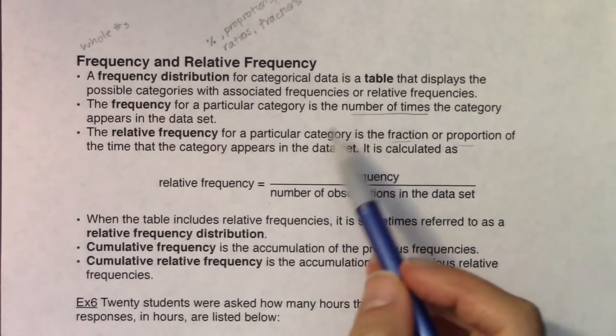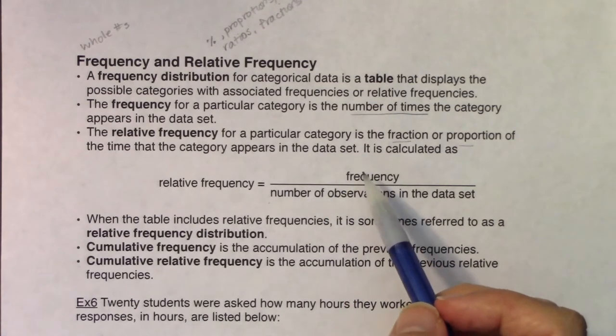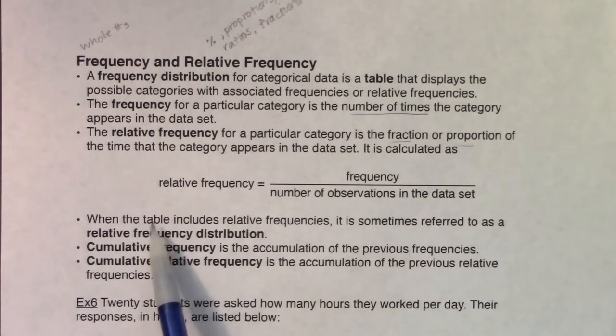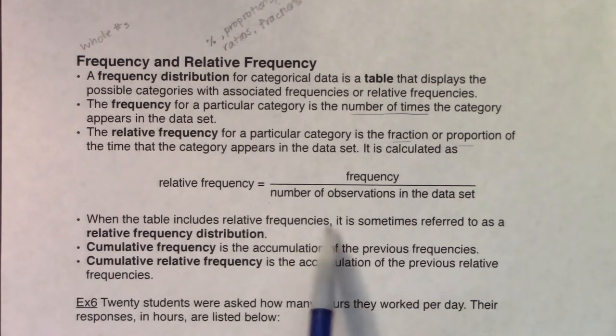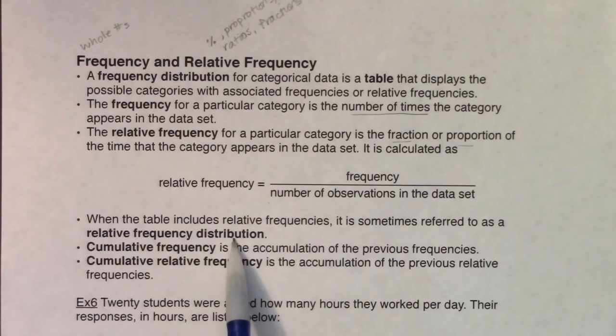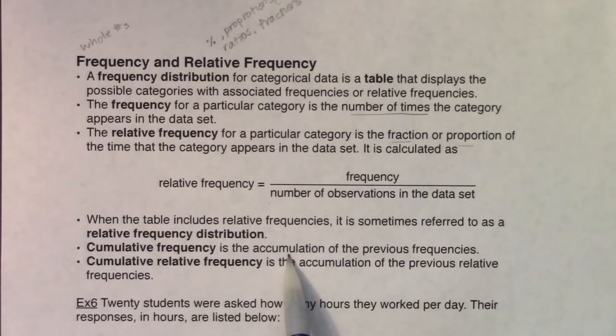And we're going to work through this. I know this sounds pretty funky, and that's okay. We're going to work it on this table below. When the table includes relative frequencies, it's sometimes referred to as a relative frequency distribution. We're also going to talk about cumulative frequency and cumulative relative frequency. I'm going to mention these now, but I'm going to circle back to them once we've done the frequency and relative frequency columns in example six. Cumulative frequency is the accumulation of the previous frequencies. Cumulative relative frequency is the accumulation of previous relative frequencies. And I want to stress this word previous once we get there.